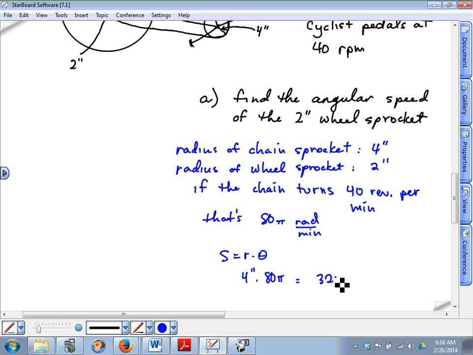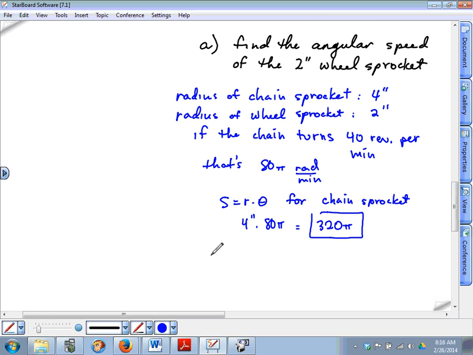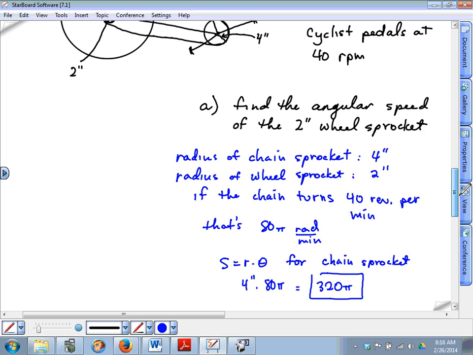So this is 320 pi. This is S for the chain wheel, or chain sprocket. It's 320 pi inches. What do we do with this number now? 320 pi. Now we use S equals radius times theta for the wheel sprocket.